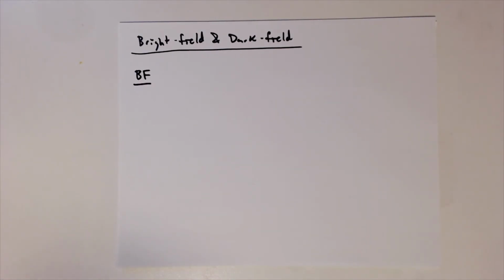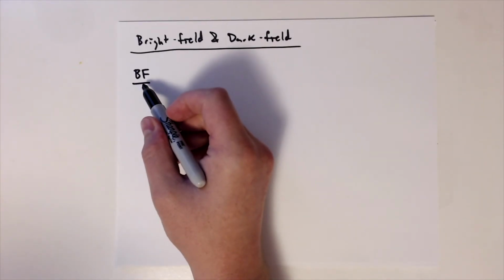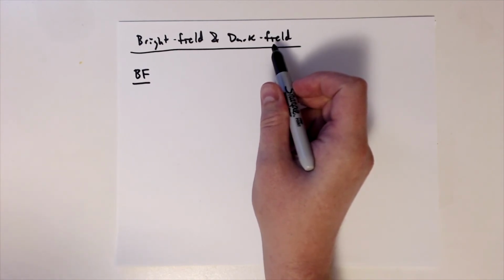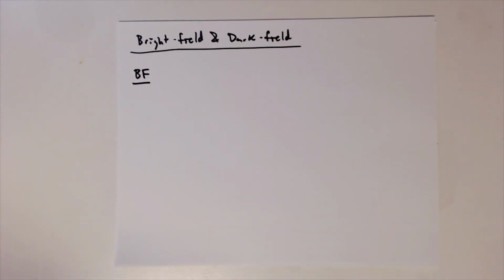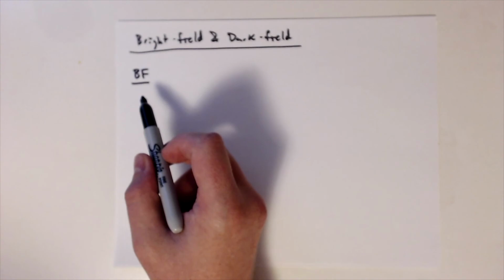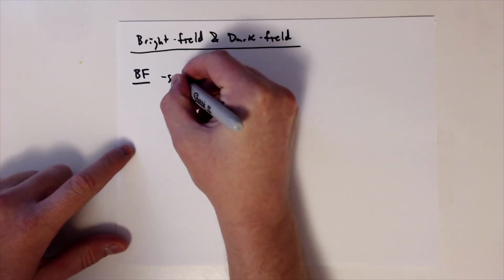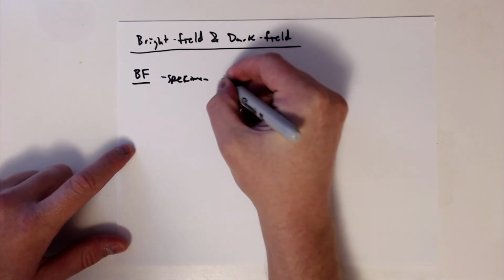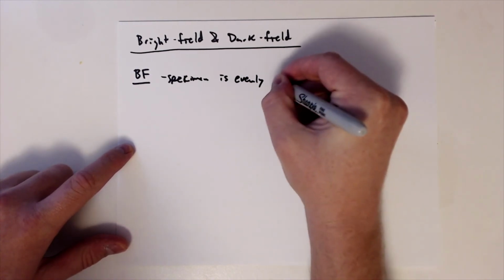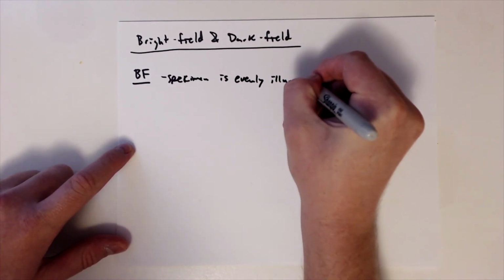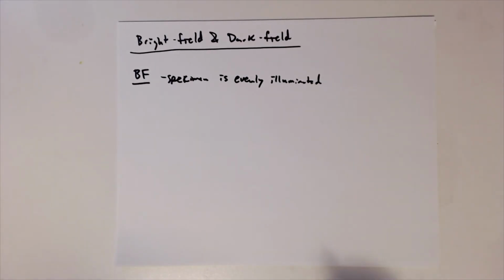All right, now let's talk about bright field and dark field. Bright field, abbreviated BF sometimes, whereas dark field is DF. Bright field is the most common imaging mode that you're going to see. So chances are, if you're looking at a micrograph or an image from a light microscope, it was taken in bright field. In this case, the specimen is evenly illuminated. So this is by the light source.